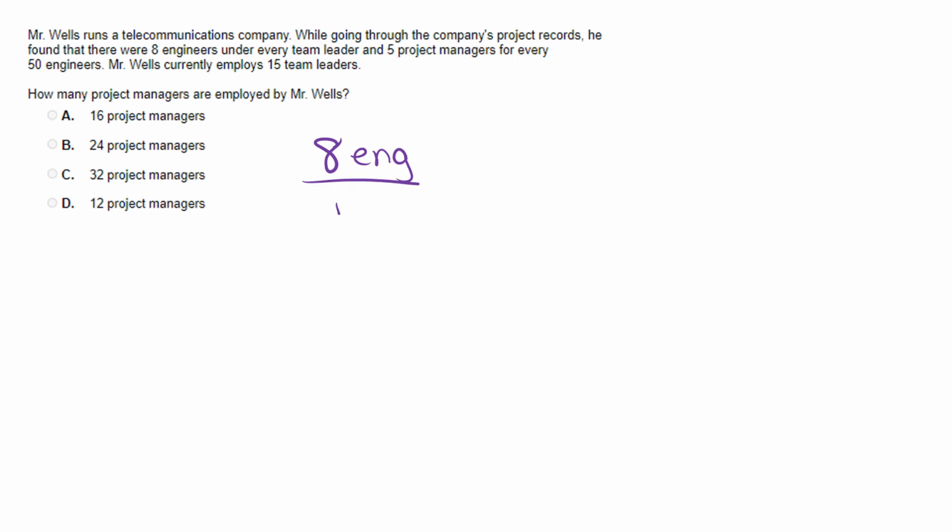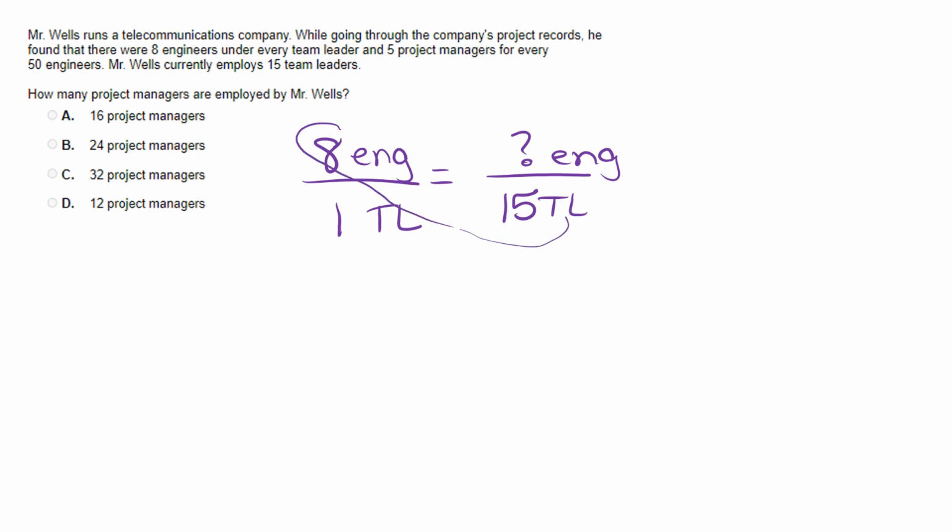Okay, so there are 8 engineers for every 1 team leader. Okay, if we know that he has 15 team leaders, how many engineers would he have? So to find this, we're going to cross multiply. 8 times 15 is 120. And 1 times question mark is this question mark. So he had 120 engineers.